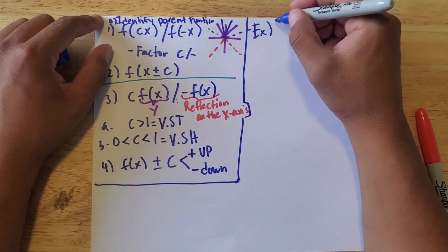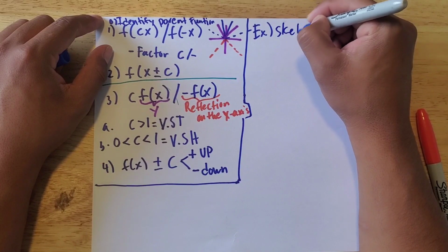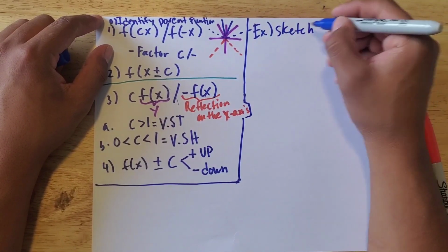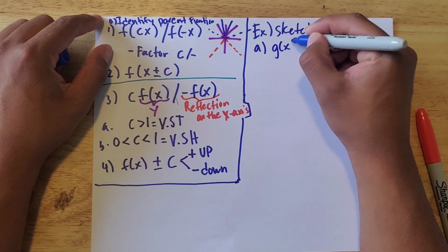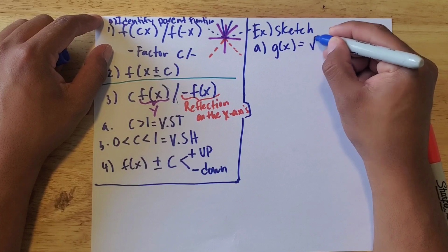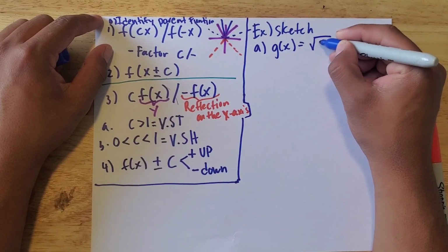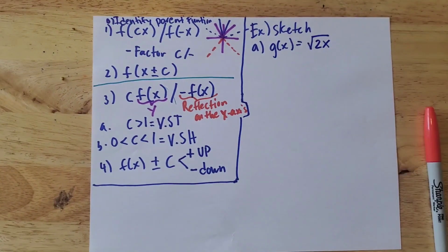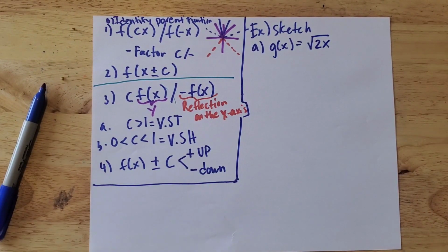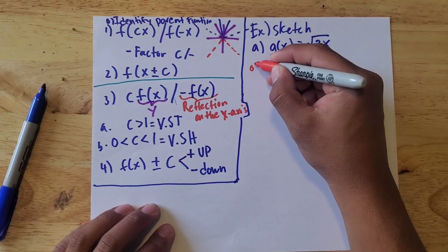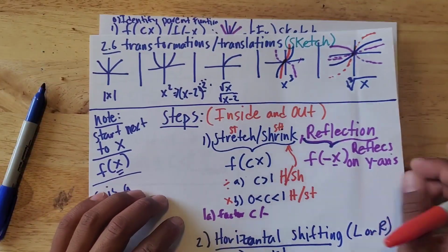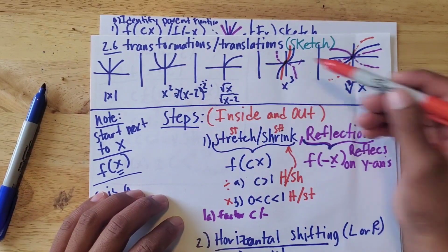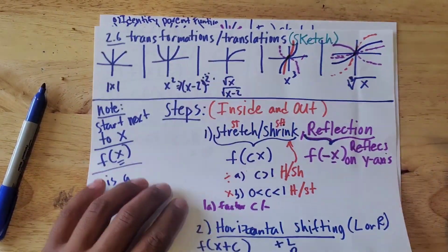What I mean by that is because it can ask you to sketch. And let's say we start with sketching g of x equal to the square root of 2x. So what we need to do first is step 0, which is we have to be able to identify the parent function. What I mean by that is we have to see which one of these functions we are dealing with. So we already have a rough, because we're not going to do a table. We're just going to graph it.